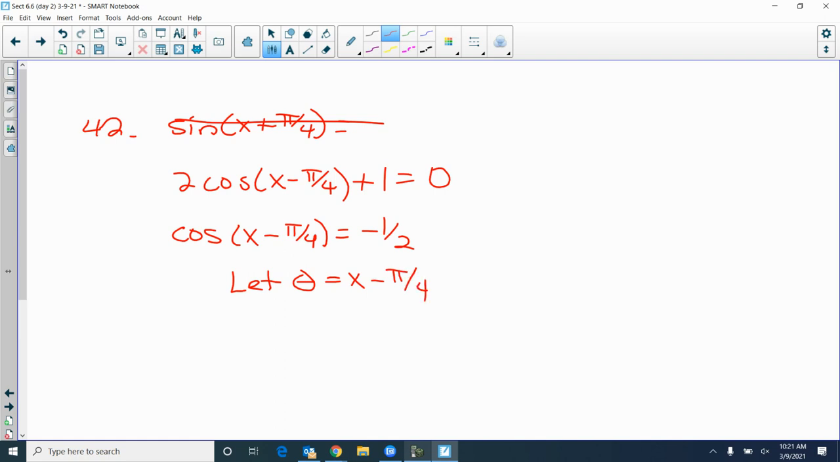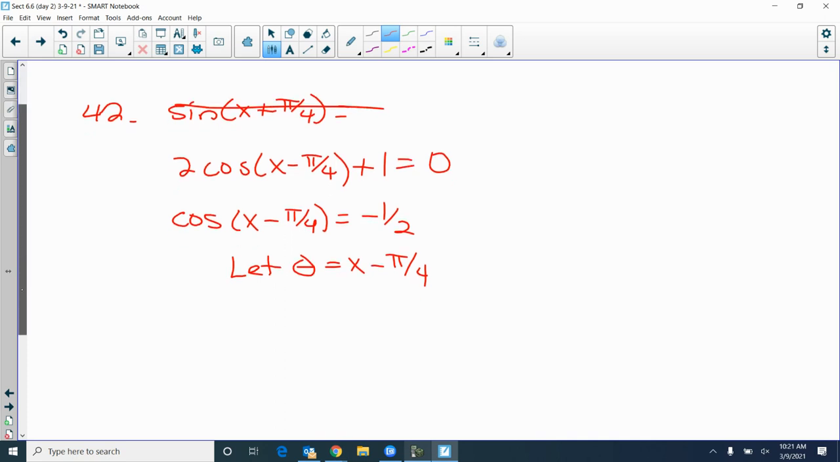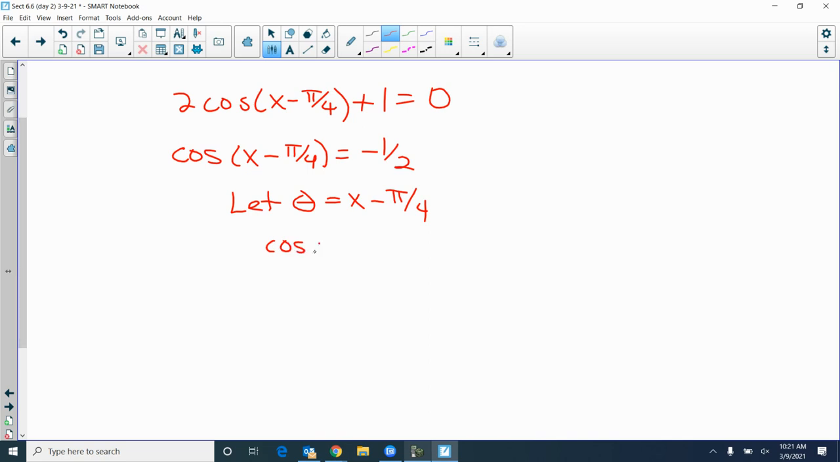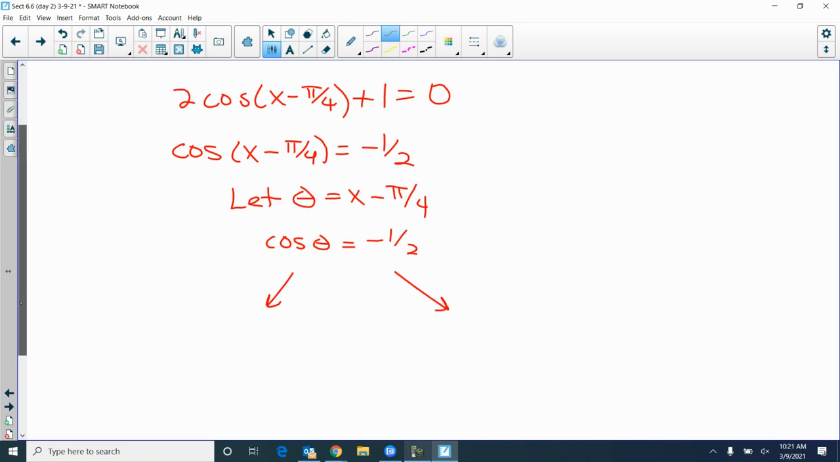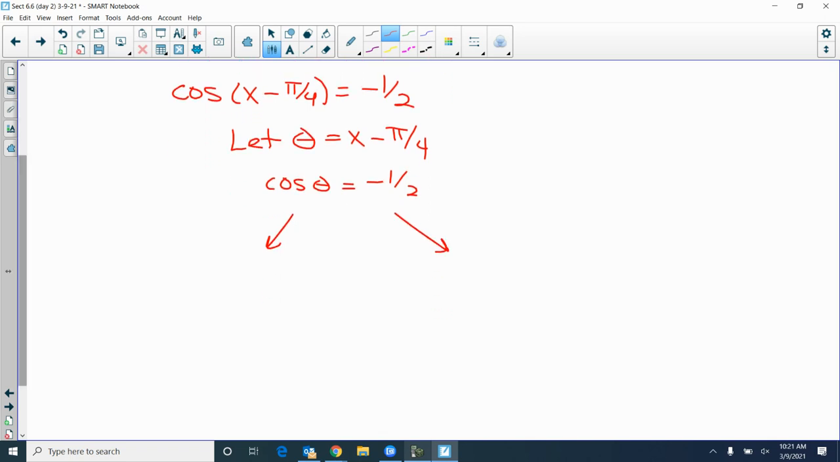Now, if there's anything other than the x, I'm doing substitution. So let theta equal x minus pi over 4. And so you're just saying cosine theta equals negative 1/2. Well, what two angles does the cosine equal negative 1/2? It's going to be quadrant 2, quadrant 3, reference angle is 60, so it's going to be 120 and 240, which is 2 pi over 3 and 4 pi over 3.